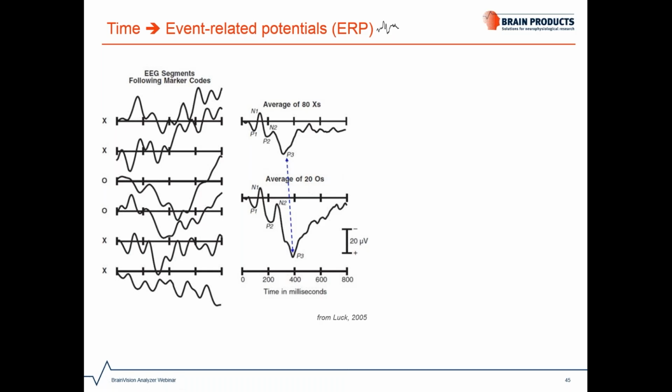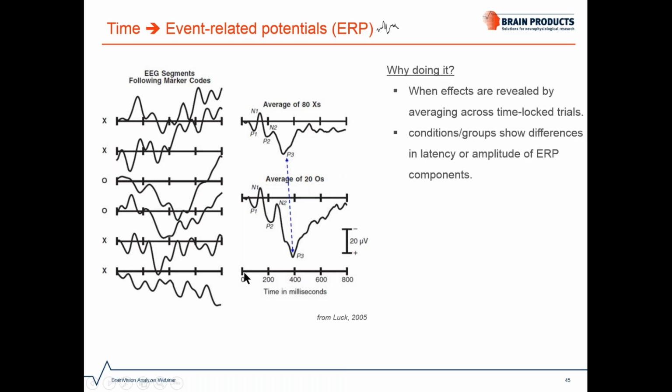Different ERP components at certain locations have specific brain processes associated to them. You can notice in this example that the P3 here differs in amplitude and also in latency. Typically, you would do an ERP analysis if you expect an effect to be time-locked to an event and that conditions or groups show differences in latency or in amplitude of ERP components.